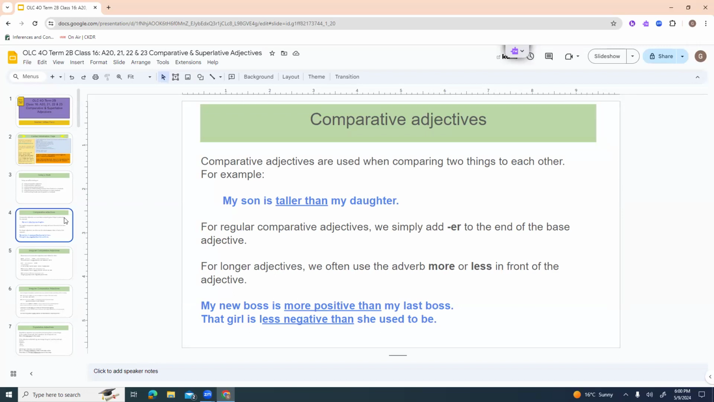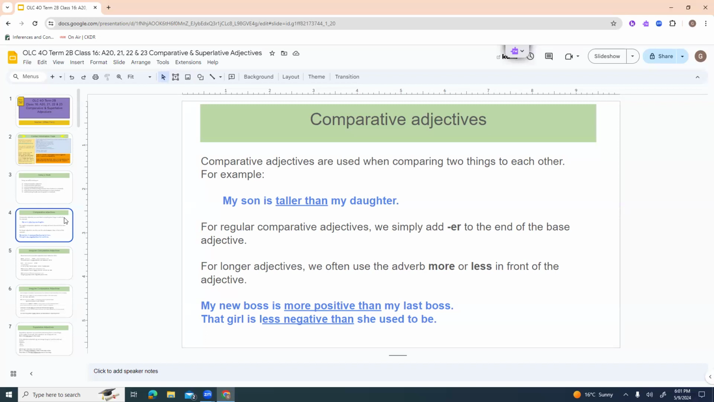Okay. Comparative adjectives, understandably, are used when you compare two things to each other. For example, my son is taller than my daughter. So you're comparing the son to the daughter and saying that the son is taller than. For regular comparative adjectives, we just add -er to the end of the main adjective. Tall is the main adjective. We just added -er, which is like a little signal in English that you're comparing two things.